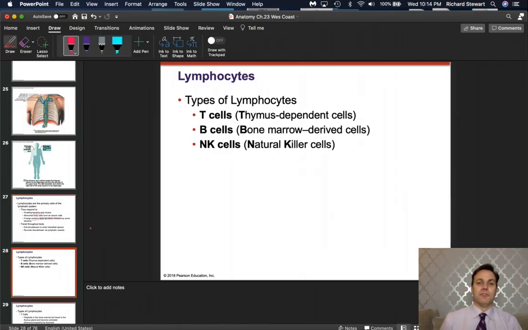Okay, these are our lymphocytes. We have our T cells. Okay, these ones go to the thymus where they mature. Then we have our B cells. The B means bone, so they grew in the bone marrow.